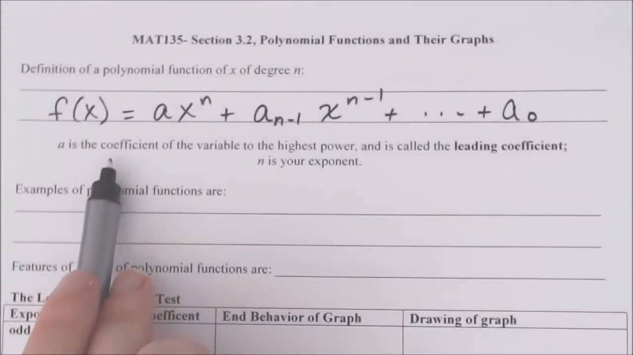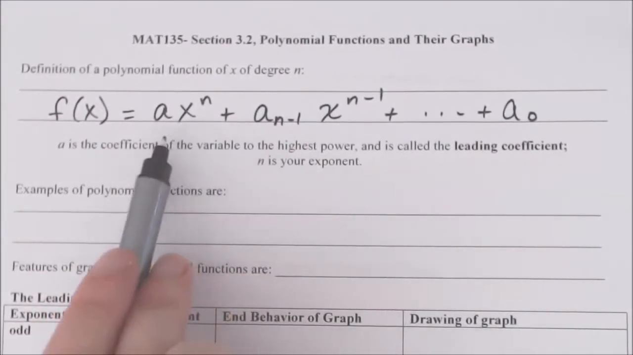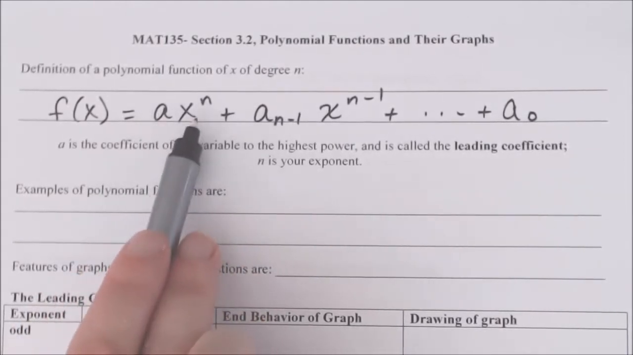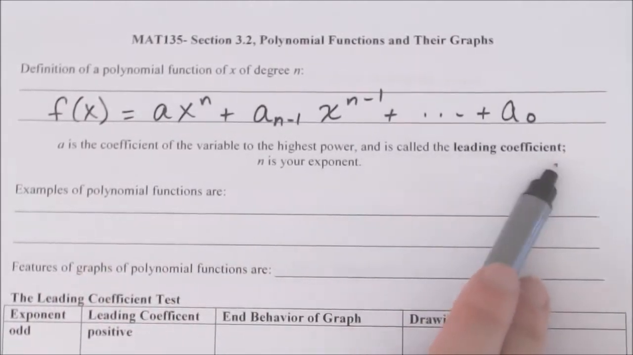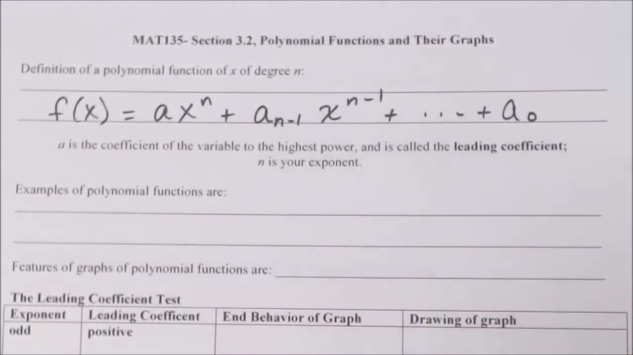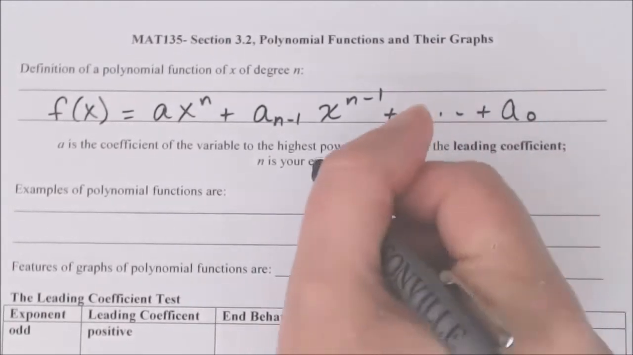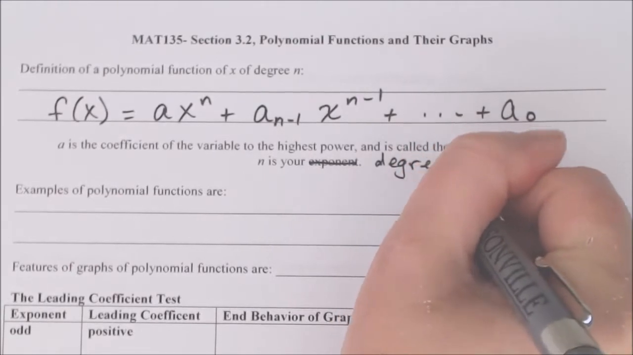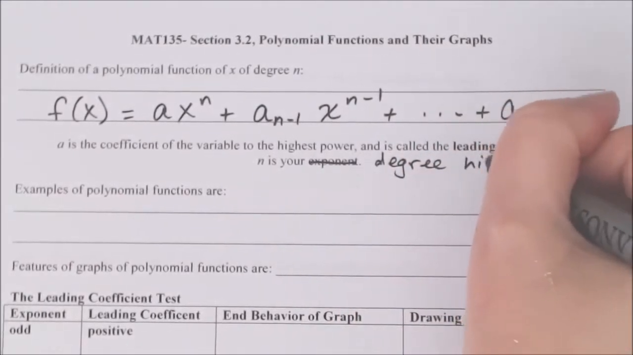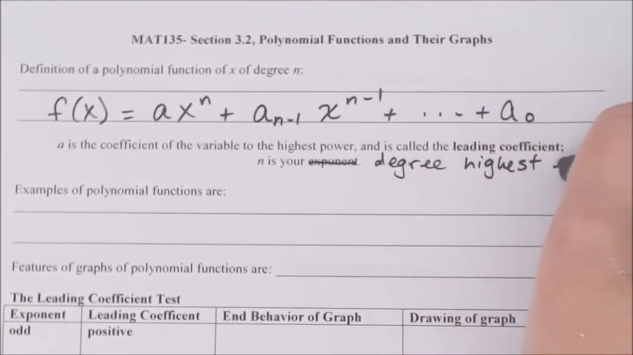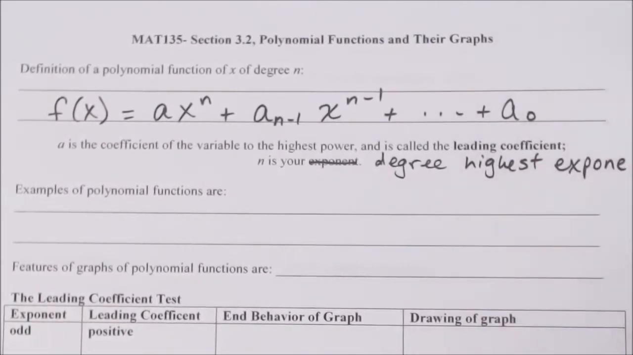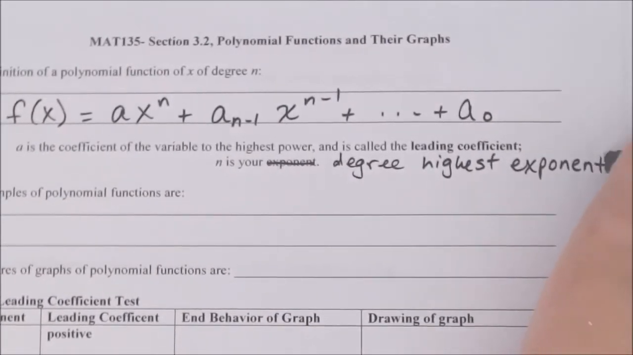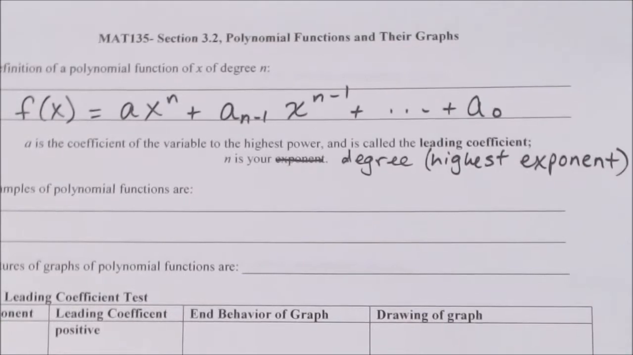So a is the leading coefficient. It's the coefficient on the variable with the highest power, called the leading coefficient. N is the exponent. I actually prefer the word degree, so I'm going to change this instead of exponent. I'm going to call it degree. So degree is, if you want to make a note, your highest exponent. Whatever your exponent is that's highest, that's going to be the degree of the polynomial.